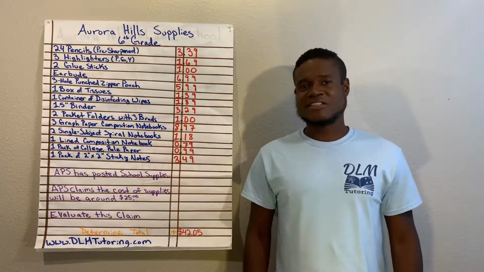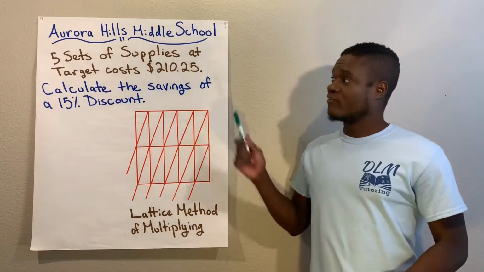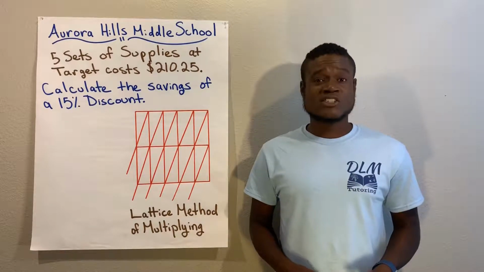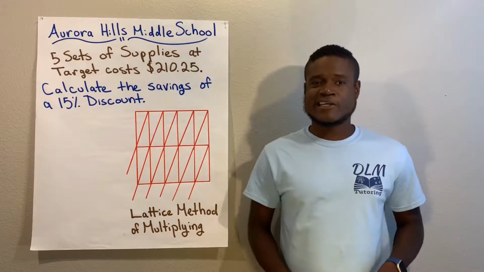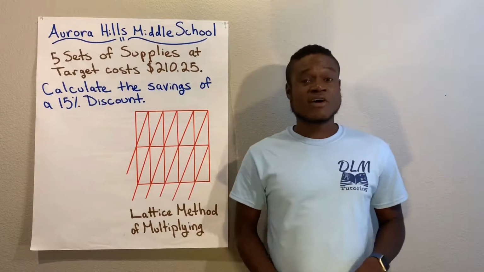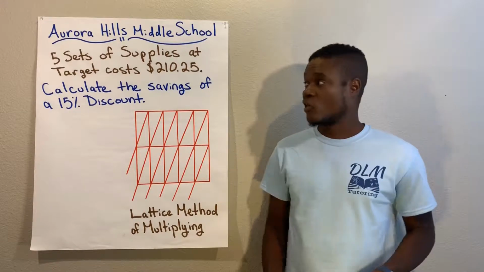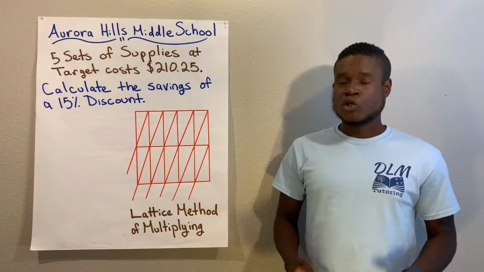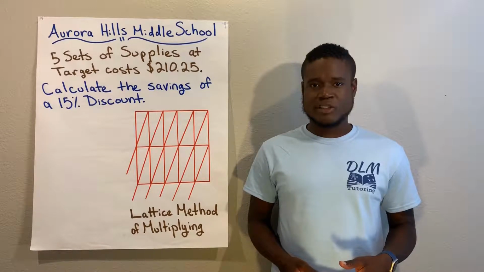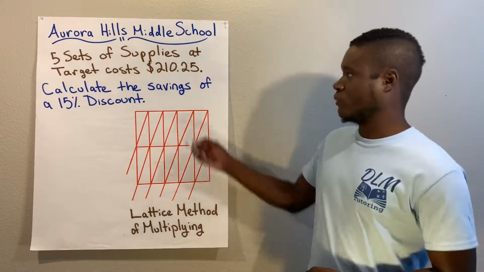this supply list. Alright, so when we look at this problem, we can find out that 5 sets of supplies at Target is going to cost a total of $210.25. We also know that it wants us to calculate the savings of 15% discount on the total. So if I'm going to answer a question like this, it's important to keep track of my information. So in order to do that, I'm first going to identify the information that's important.